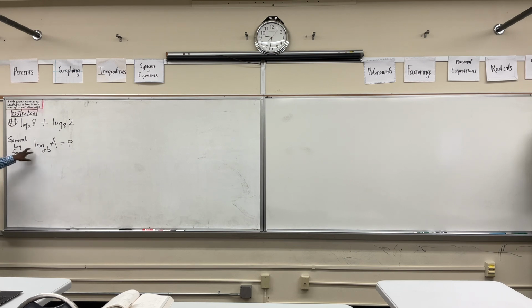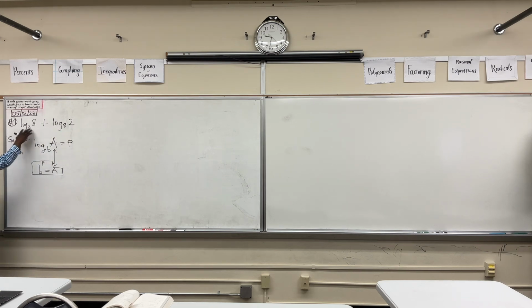And so basically you take this and you change it into the exponential form, which is b to the power p is equal to a. Okay, so b to the power p is equal to a. So you take the base, raise it to the power, and it equals the answer.